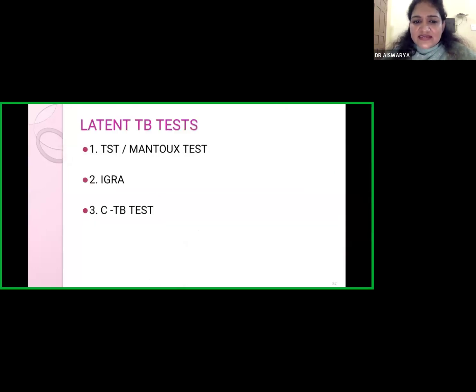For the latent TB test, we know usually we go with the Mantoux test or tuberculin sensitivity test. Now we usually don't do this test. We go with IGRA testing. IGRA is done in blood. And the third one is the CBNAAT... the CTB test. This is also a skin test recently developed for detecting latent TB infection.